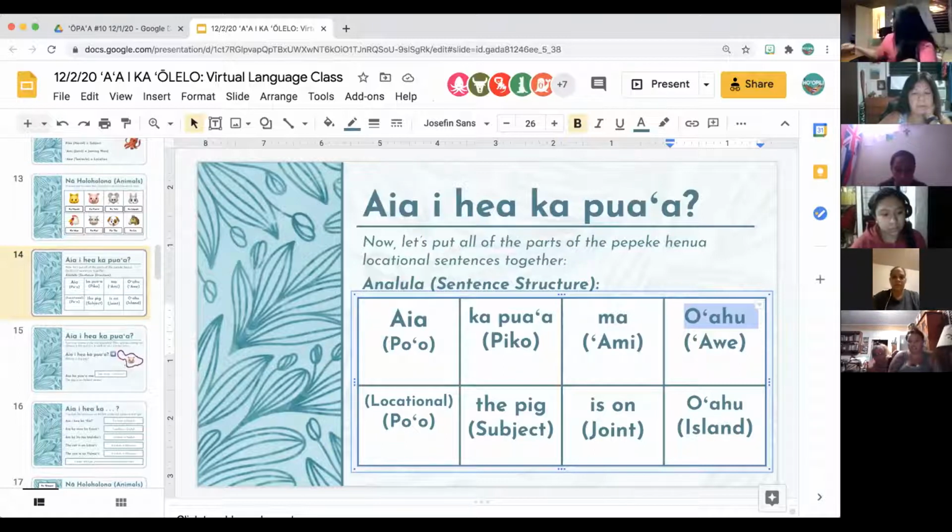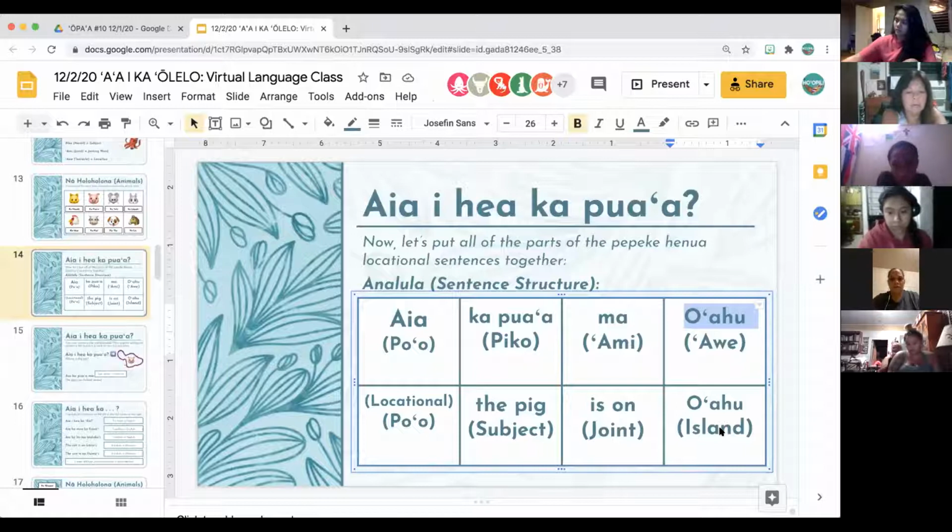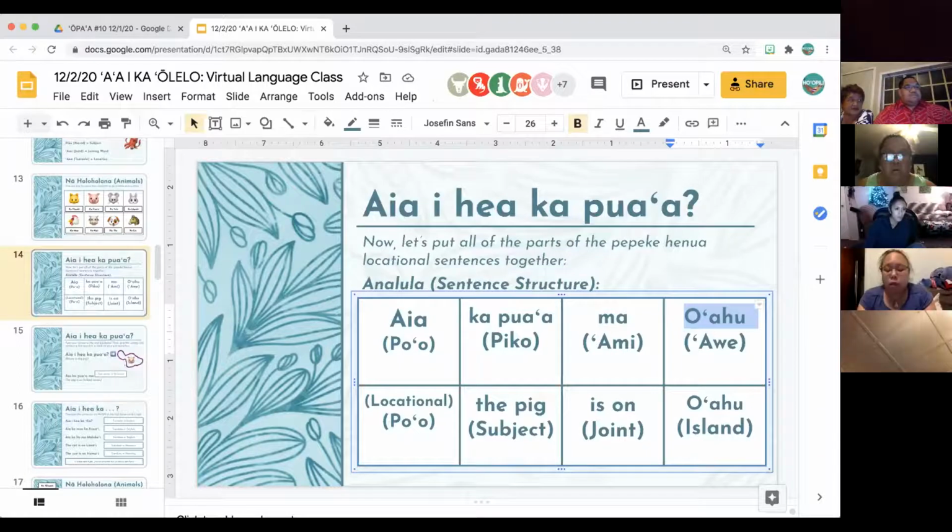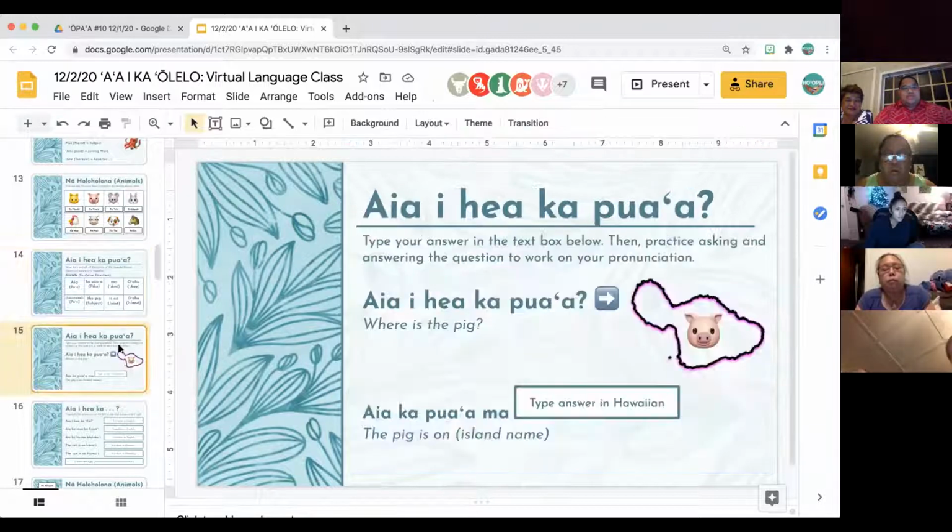Try your best to translate in the chat privately. Aia kapua'a ma O'ahu. Good, Kaviks. Yeah. You kind of have the answer right here, but try not to look at it. Good, Lindy. Okay. Lindy. Don, can you read your answer, please? The pig is on Oahu. Yes, the pig is on Oahu. Okay, so we're going to use that same example and using this sample. Aia ihea kapua'a, where is the pig? And you're going to type your answer in the chat.